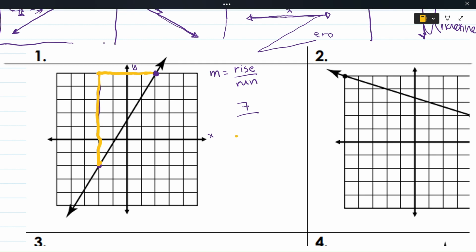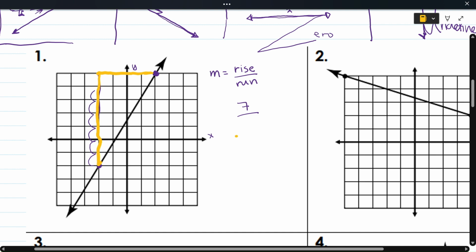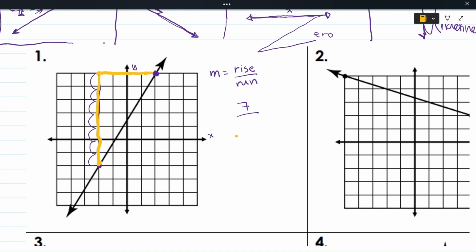Okay, so I counted my vertical space. I went 1, 2, 3, 4, 5, 6, 7. Now I'm going to count my horizontal space. So I'm just going to go 1, 2, 3, 4. So my rise is 7 and my run is 4.